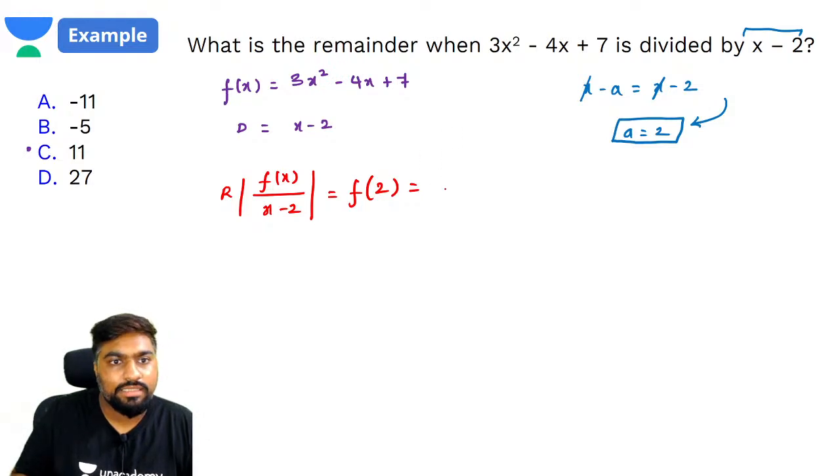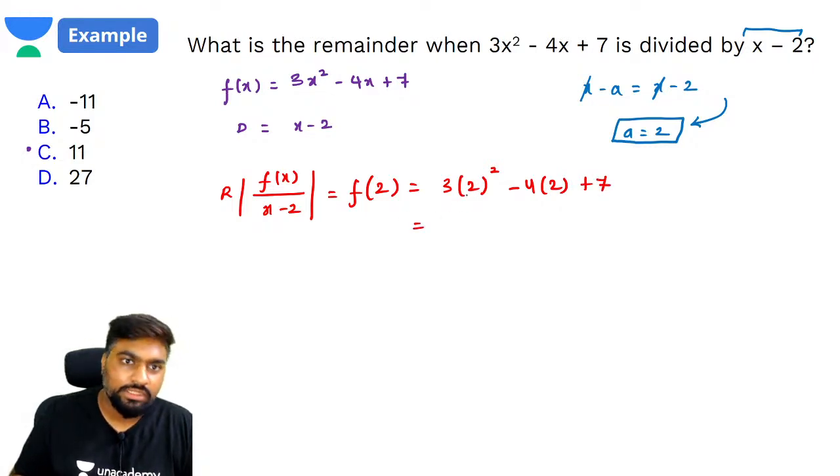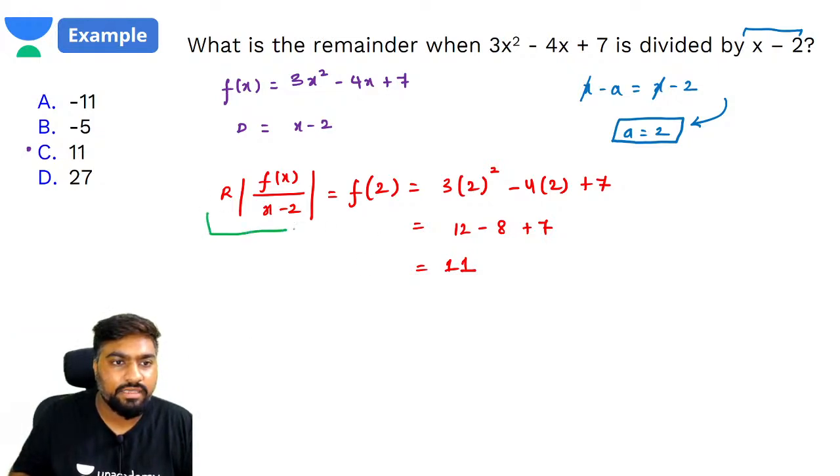Yes, 3 into 2 square minus 4 into 2 plus 7, which is what, 3 into 4 is 12 minus 8 plus 7, which is equal to 11. So our remainder when f of x, the given expression, is divided by x minus 2 will be equal to 11.